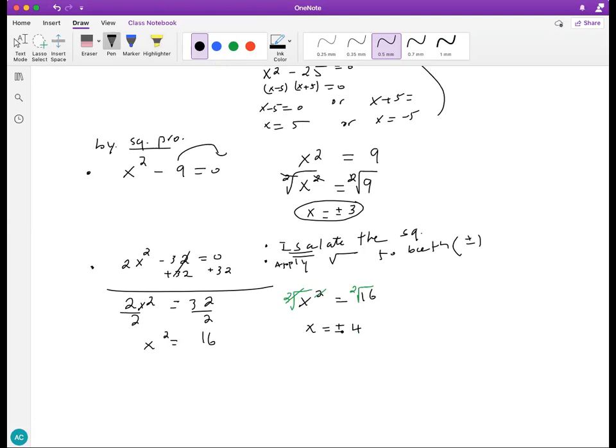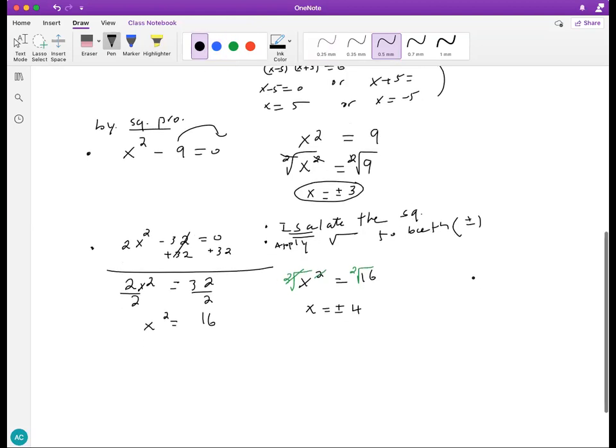Again, the reason why you put plus minus, as you can see now, is that if you plug in either 4 or negative 4, you get 16. You can also check that in the first equation, and you'll see that it works. We don't need the plus minus when we have a different power than 2.